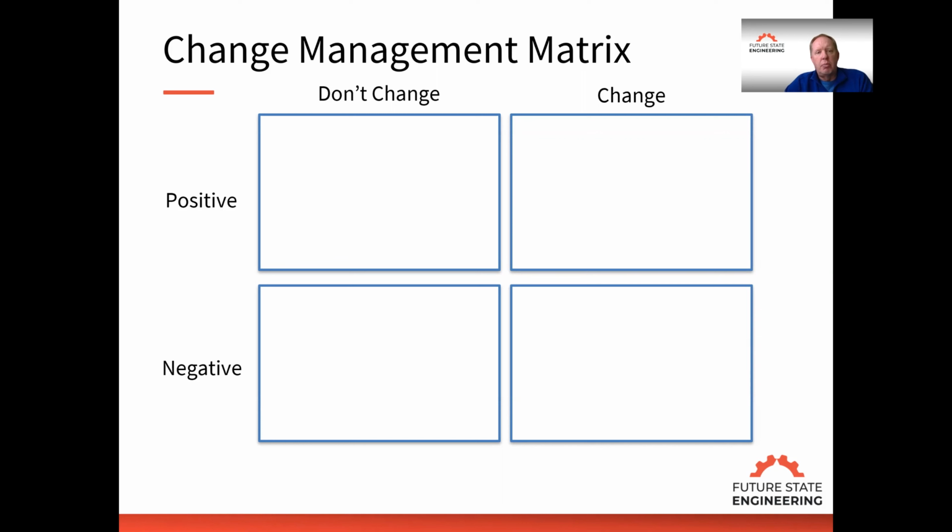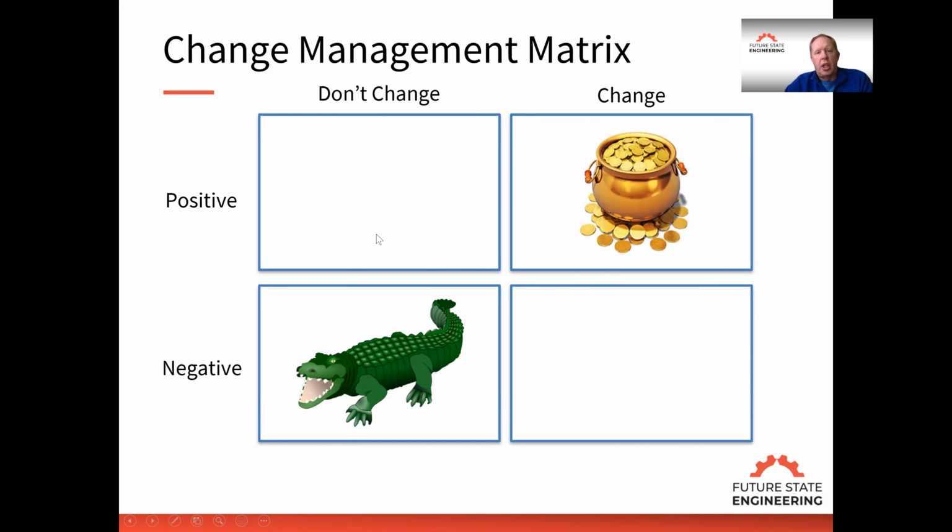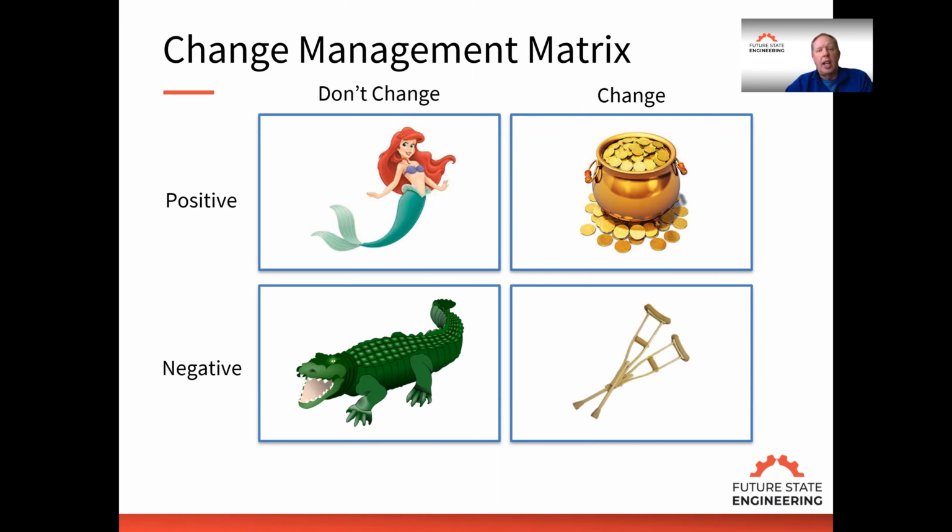Part of the change management process, we have this matrix of the negatives of not changing, the positives of change, the positives of not changing, and the negatives of change. So again, if you're facilitating a meeting and you have this change management matrix in mind, what you want to do is make sure that you're able to facilitate the meeting to take into consideration people that can be in all four of these boxes.